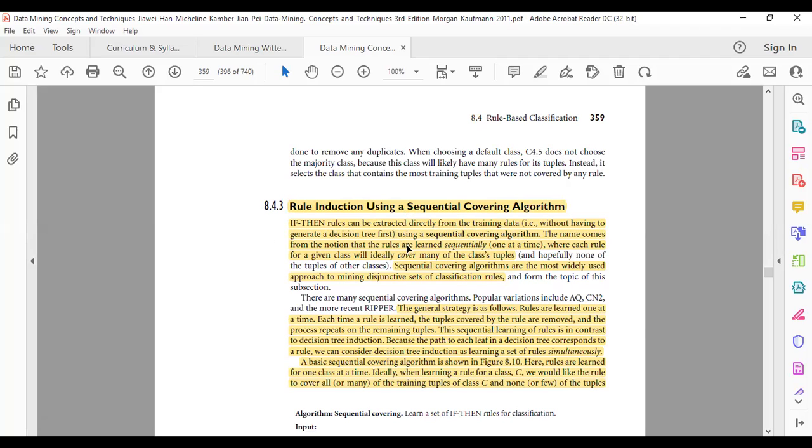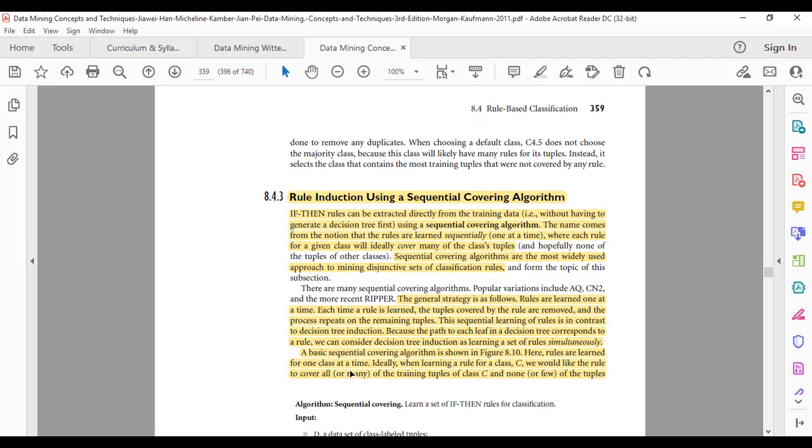Now, as the name shows, the rules are learned sequentially. That means we write rules one at a time. When we use a decision tree, we use the divide and conquer method, but when we use the sequential covering algorithm, we write rules one at a time and not multiple rules at the same time. Like in the decision tree, the rules are written simultaneously, but in the sequential algorithm, the rules are written one at a time. So this is also called the sequential covering algorithm. For one class, we write rules at one time, then once the rules for one class are written, we write rules for another class.